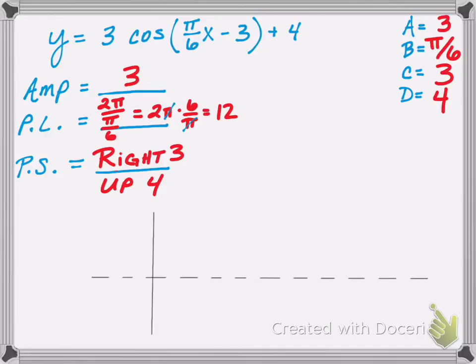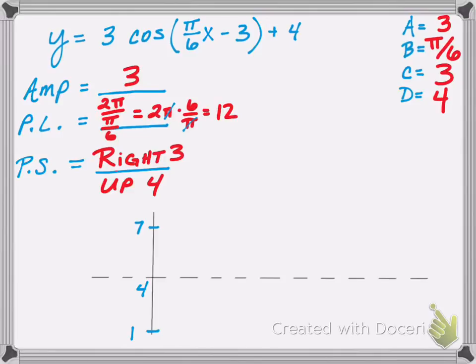All right, remember, when you draw your graph, start with your axis and amplitude. Your axis is your vertical shift, going up or down, which is 4. And then your amplitude is 3 above that and 3 below that, so 7 and 1.